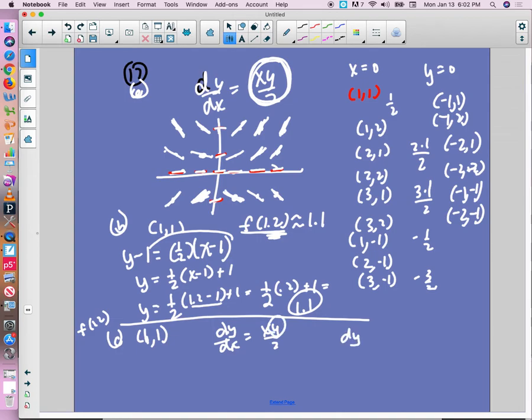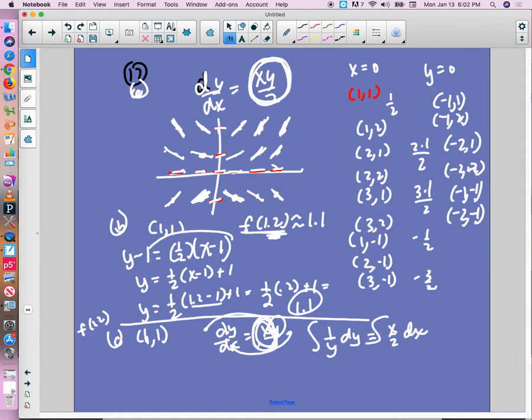I want this y to be over here, so I'm going to divide by it, and x over 2 dx comes over here. So it's called separation of variables. This dx comes over here with the x over 2, and the y goes over here. Remember how I said leave as much behind as you can.